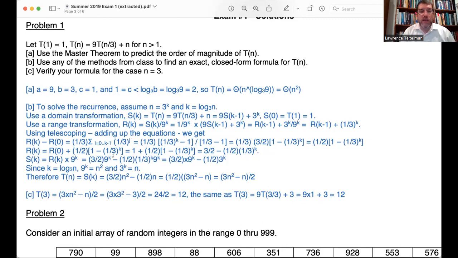But now, actually, I take that back. That's not r of k. That's r of k minus r of 0. So I move the r of 0 back to the other side. What is r of 0? R of 0 is equal to s of 0 over 9 to the 0. 9 to the 0 is just 1, and s of 0 is 1, so it's just 1.